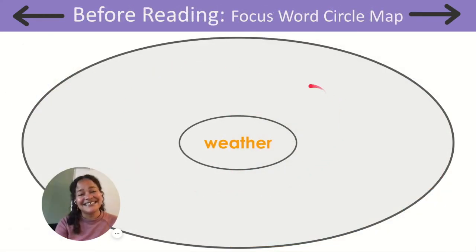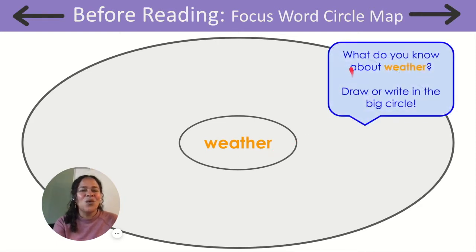This is a circle map. Creating circle maps for our words will help us learn more about our words. It will make learning new words easy and fun. Our focus word goes in the center, and our focus word is weather. What do you know about weather? Draw or write in the big circle.